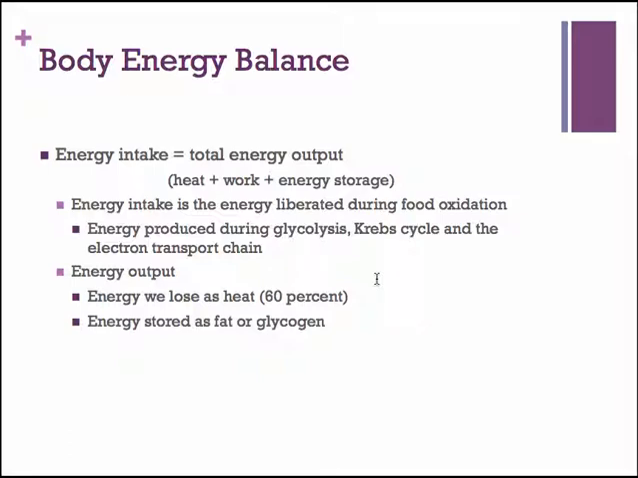So all of that, the process of glycolysis, the Krebs cycle, the electron transport chain, this is the energy that we generate and gain from this entire process, so the 32 molecules of ATP that we formed.